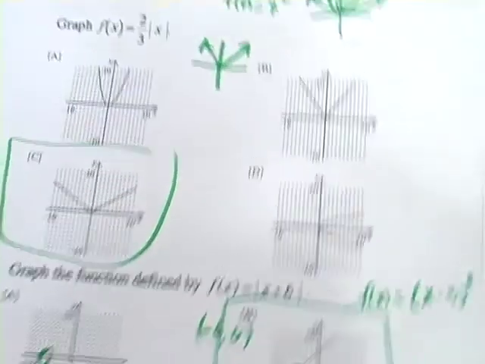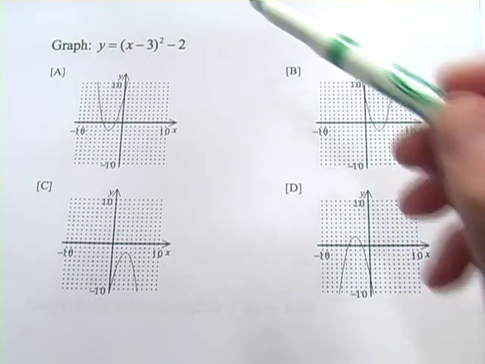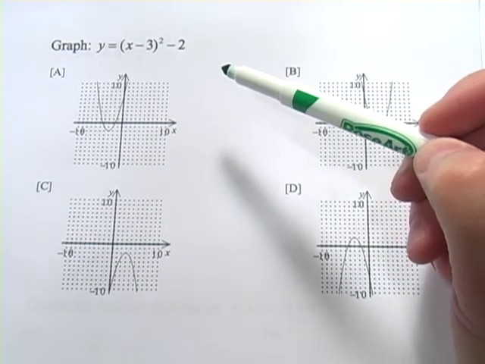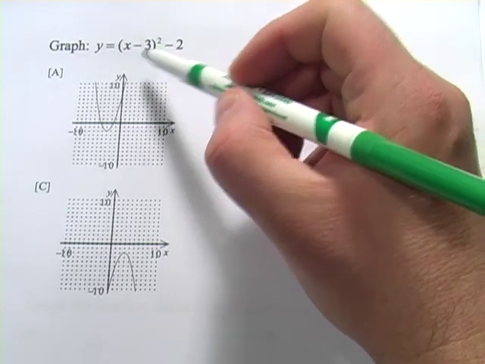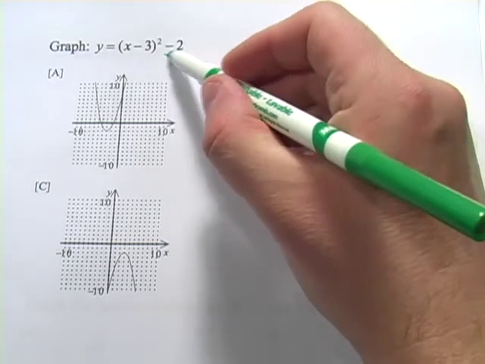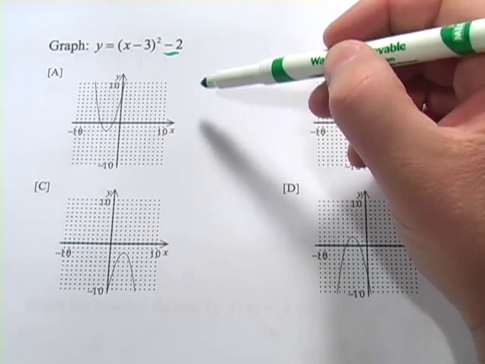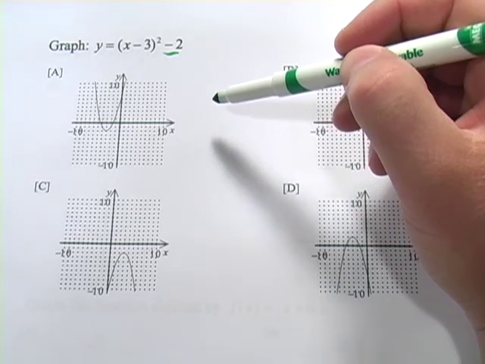Let's try one more. Now here we have a parabola. This says graph y equals x minus 3 quantity squared minus 2. Now I mentioned before, this inside the squared parentheses here is going to move the function left or right. And then this here is going to move it down 2. So the vertex of our function is going to be 2 spaces below 0.